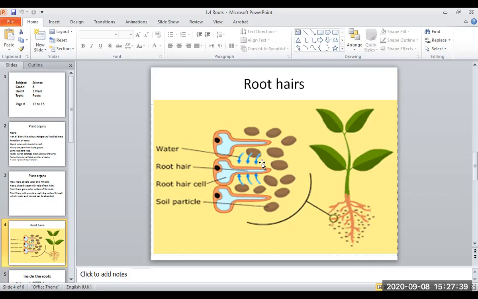From this, the root hair acts as a filter and absorbs the water from here. When it absorbs water and minerals, it transports them to the stem, and then the stem transports them to the leaves, flowers, and branches. Okay, and this is our topic today about roots. Now I will show you a video about how the plant takes water.